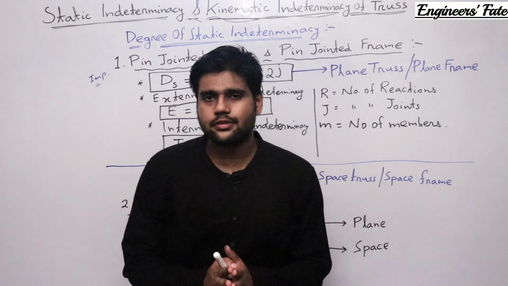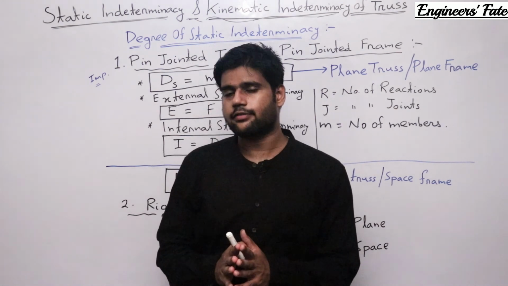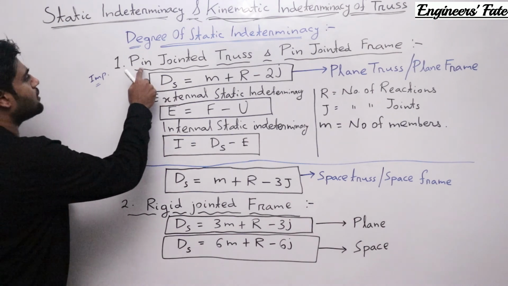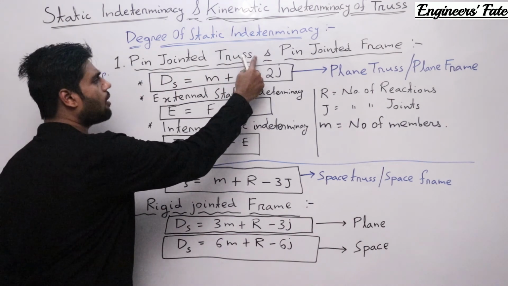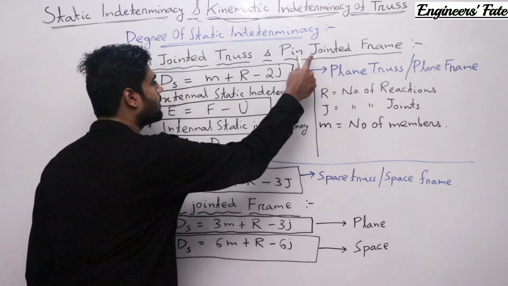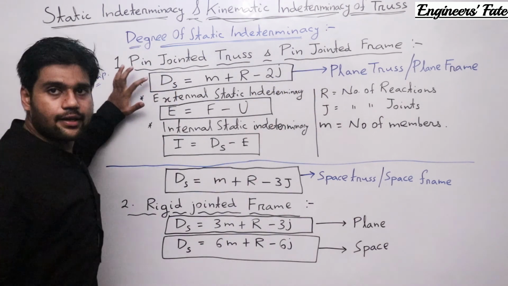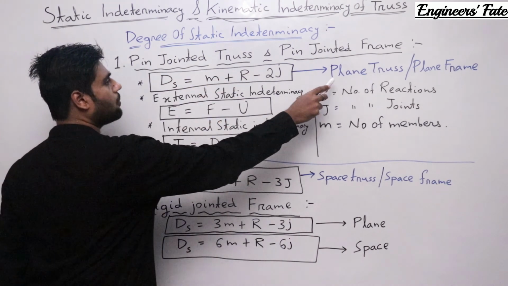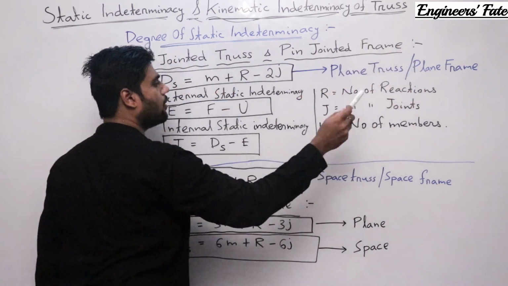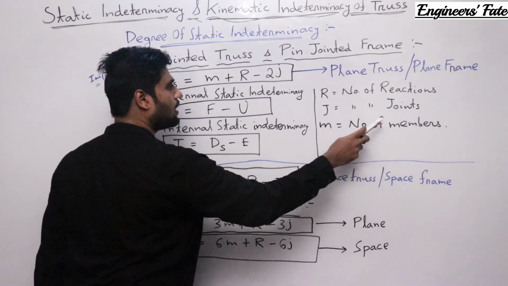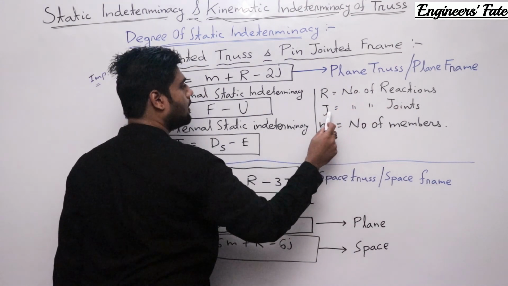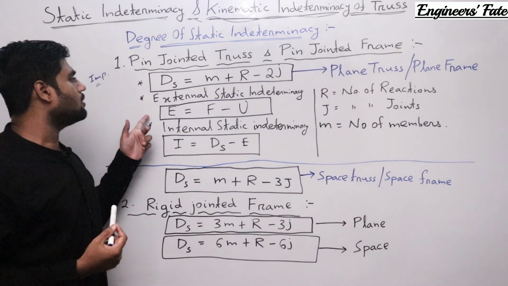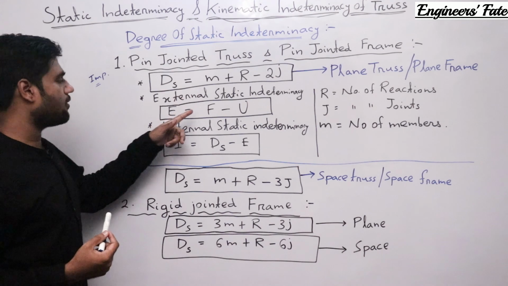So now we will discuss the degree of static indeterminacy of trusses. The first one is the degree of static indeterminacy of a pin jointed truss, and it is also applicable for a pin jointed frame. So ds, the degree of static indeterminacy, equals m plus r minus 2j, and this is for a plane truss or plane frame, where m equals the number of members, r equals the number of reactions, and j equals the number of joints. And external static indeterminacy E equals F minus U.